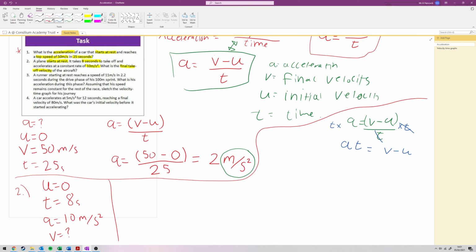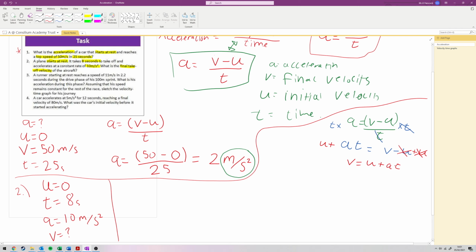Now again, I need to get V equals something, so I need to get rid of this U. Well, how do I get rid of a U? I'm going to have to plus a U here, and then plus a U here. So that U and that U will cancel out, and I'm left with U plus AT equals V, or I'm going to swap it around, V equals U plus AT.